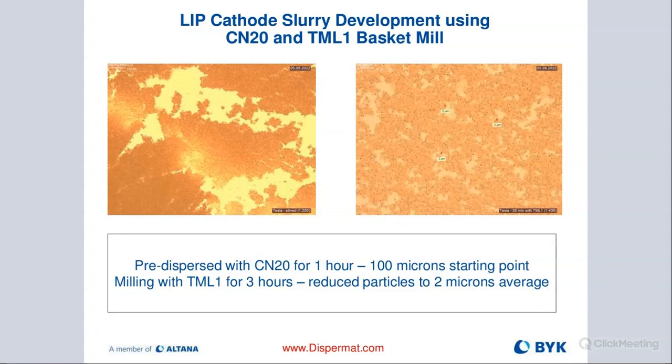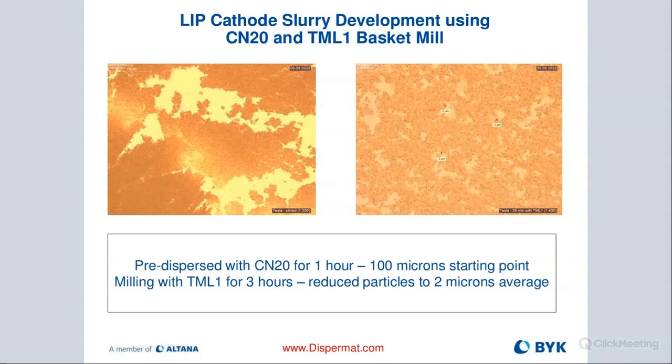Here's an example of a system where we pre-dispersed with the CN20, which is one of the dispersers. This was before that new development, but it's based on the same platform, also using a basket mill. We started out at about 100 microns of particle size. We pre-dispersed the slurry with the Cowles blade for about 1 hour, and then we milled with the basket mill TML1, which we'll talk about in more detail, for about 3 hours.